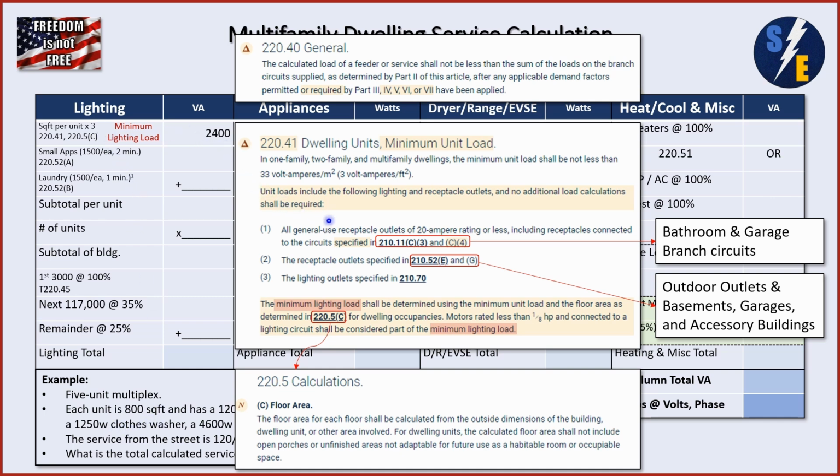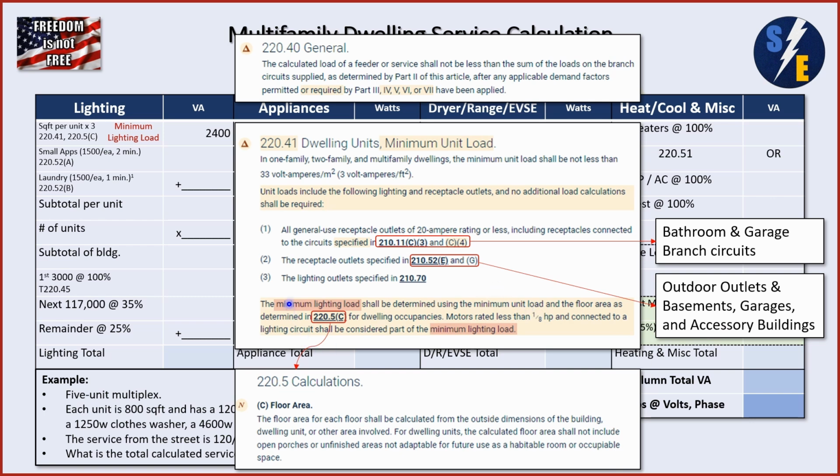Then it says unit loads including the following lighting and receptacle outlets, and no additional load calculations shall be required. Number 1, all general use receptacle outlets of 20 amps rating or less, including receptacles connected to the circuits specified in 210.11 C3 and C4. Now those are just bathroom and garage branch circuits. Number 2, the receptacle outlets specified in 210.52E and G. And those are the outdoor outlets and basements, garages, and accessory buildings.